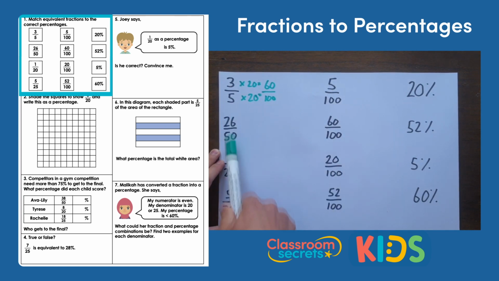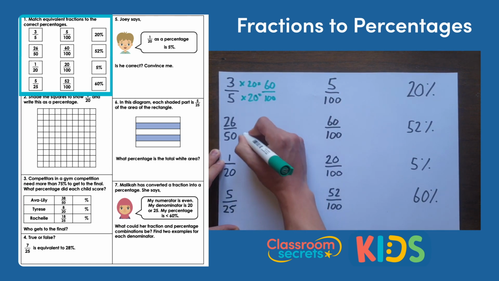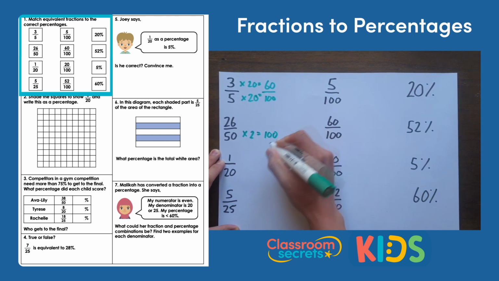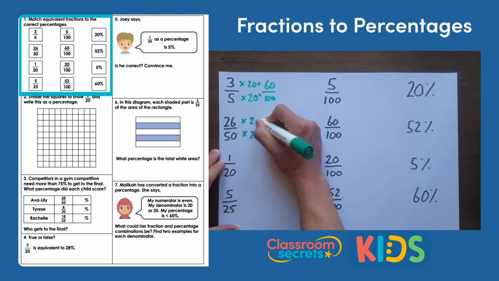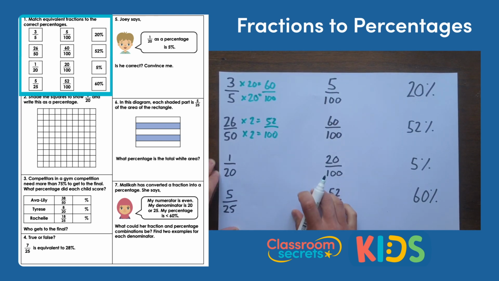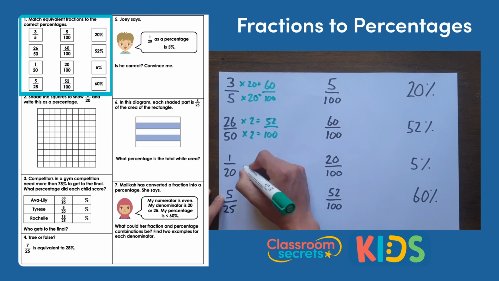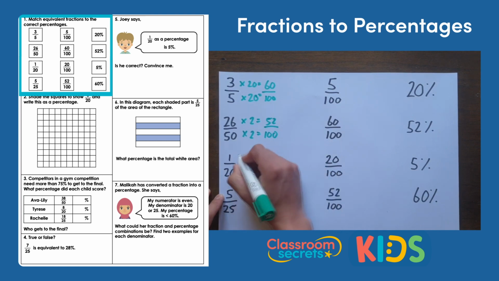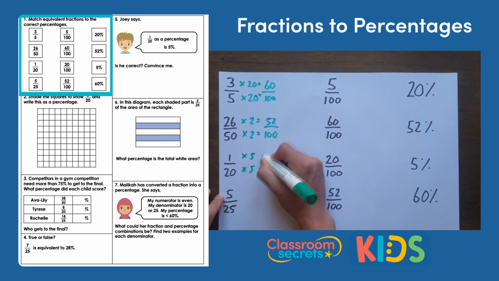Second fraction, 26 over 50. We're going to be multiplying this by 2, because 50 times 2 is 100. And we're going to do the same to the top number, multiply by 2. That will give us 52. Third fraction here, we're going to be multiplying this one by 5. 20 times 5 is 100. And then we'll do the same to the top. 1 times 5 equals 5.